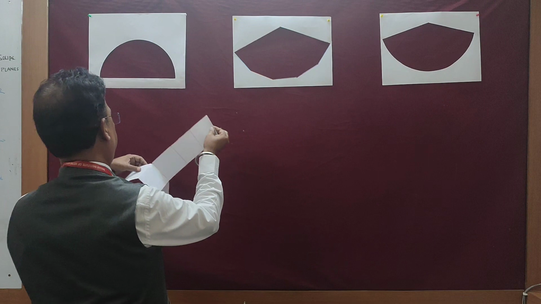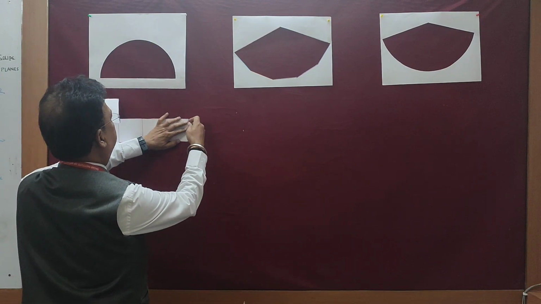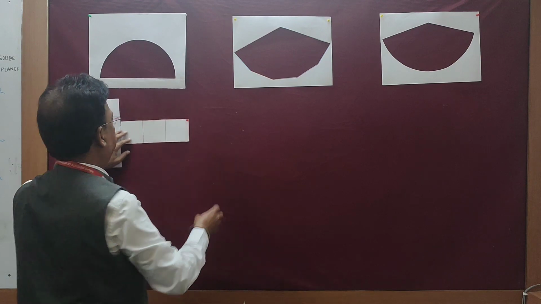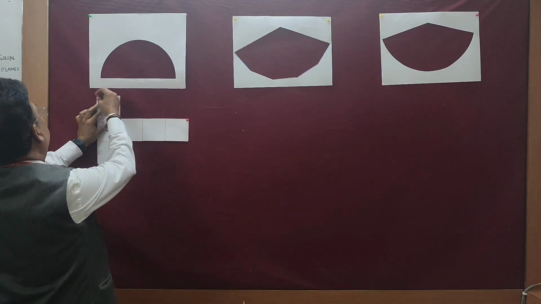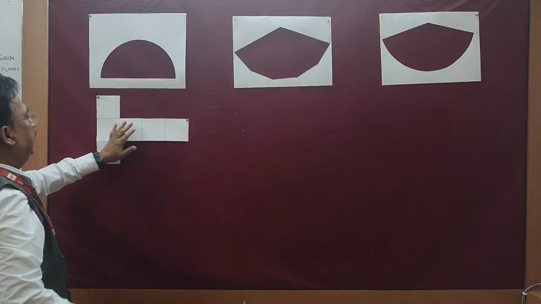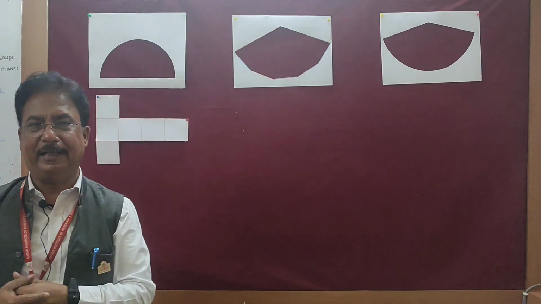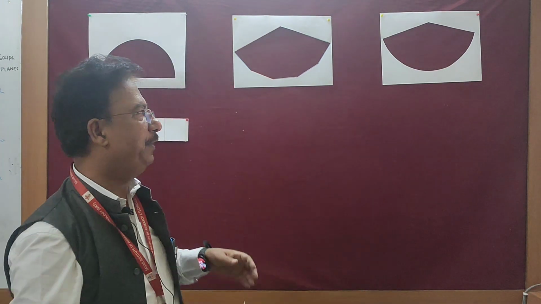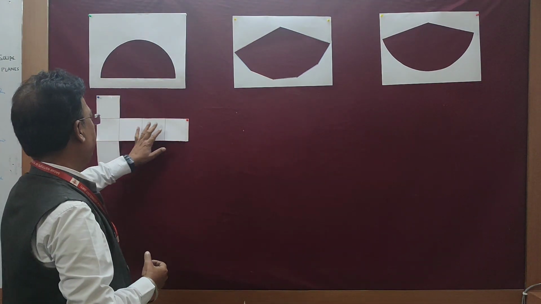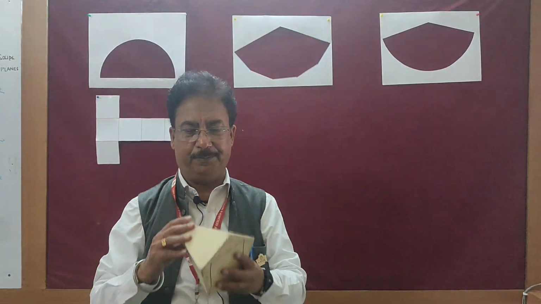If I pin this here, it will look like this. So this is the development of a cube. If I wrap this paper again, I can easily get the cube. And this particular method, when we open the cube in the form of a line, is known as the parallel line development method.